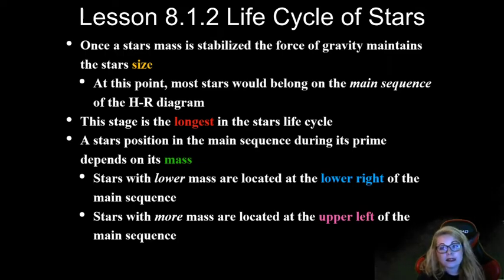And so a star's position in the main sequence during its prime is going to depend on the mass. Stars with a lower mass are going to be located on the lower right of the main sequence, and stars with a greater mass, or a bigger mass, are located on the upper left of the main sequence. And if you go back and look at that chart again, you can see that.